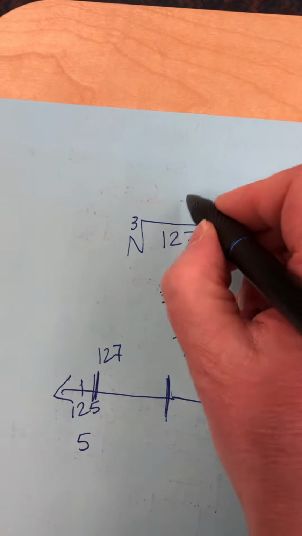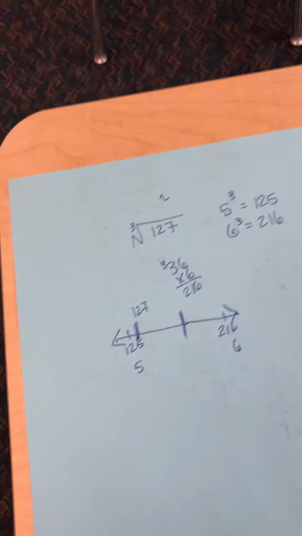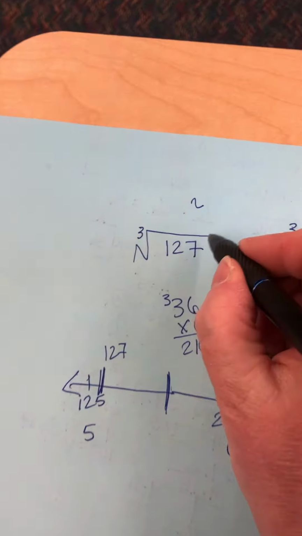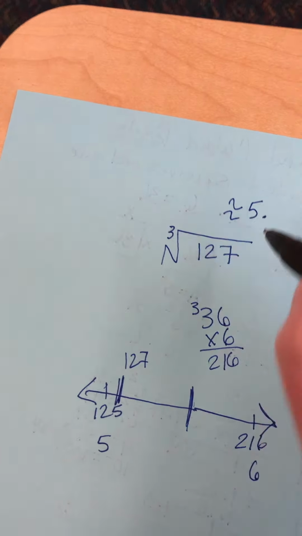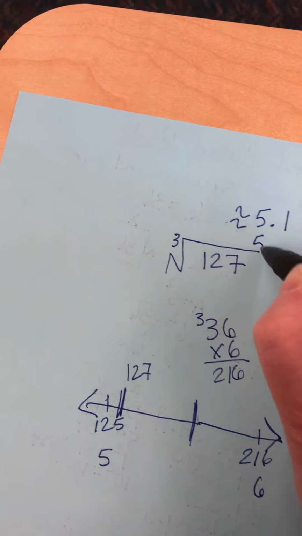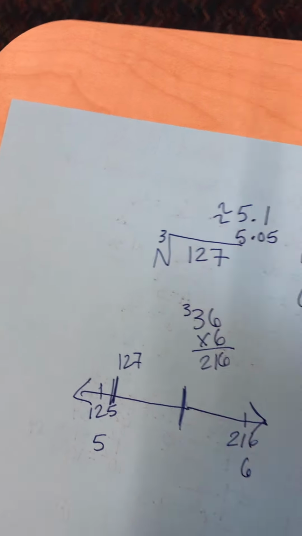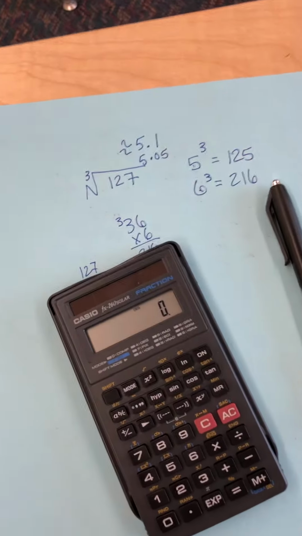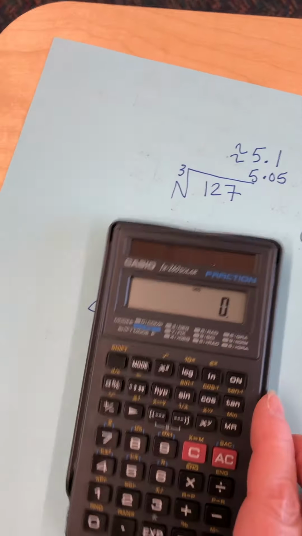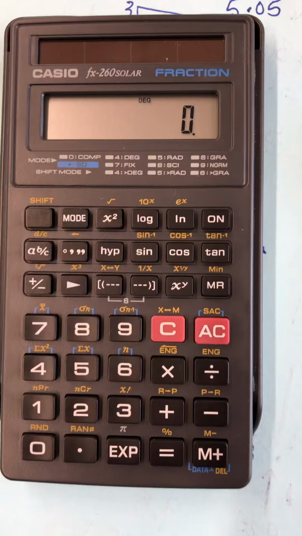So it's approximately equal to 5 point something. And you're just so close. You could even try 5.05. And let's go ahead and look at the cubed root.